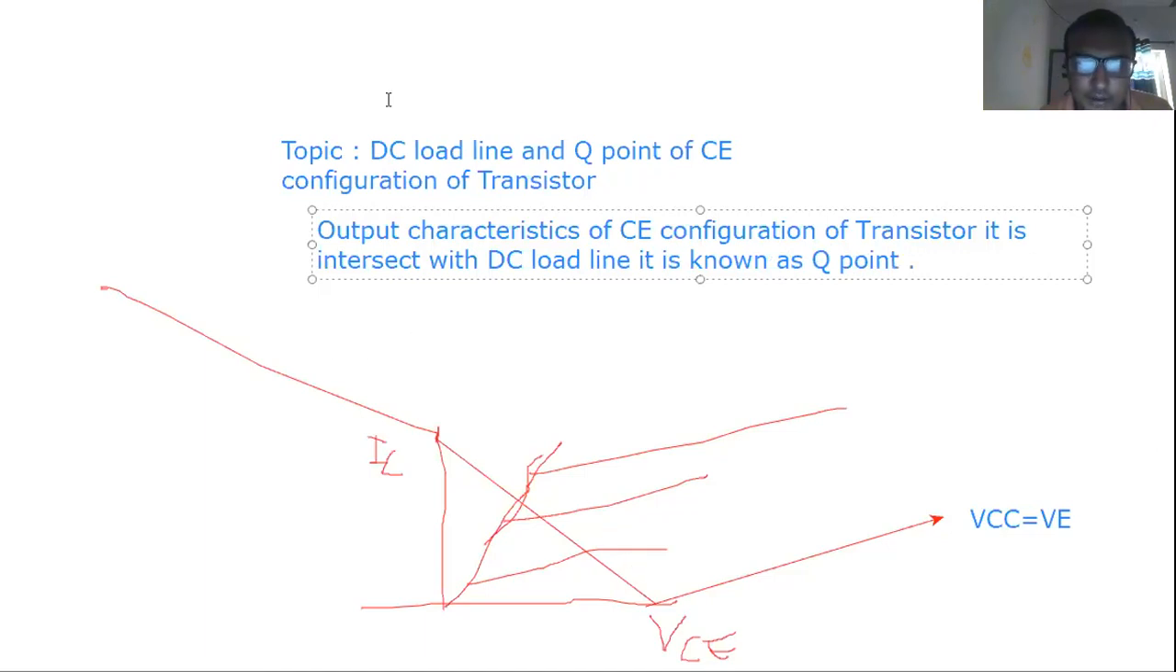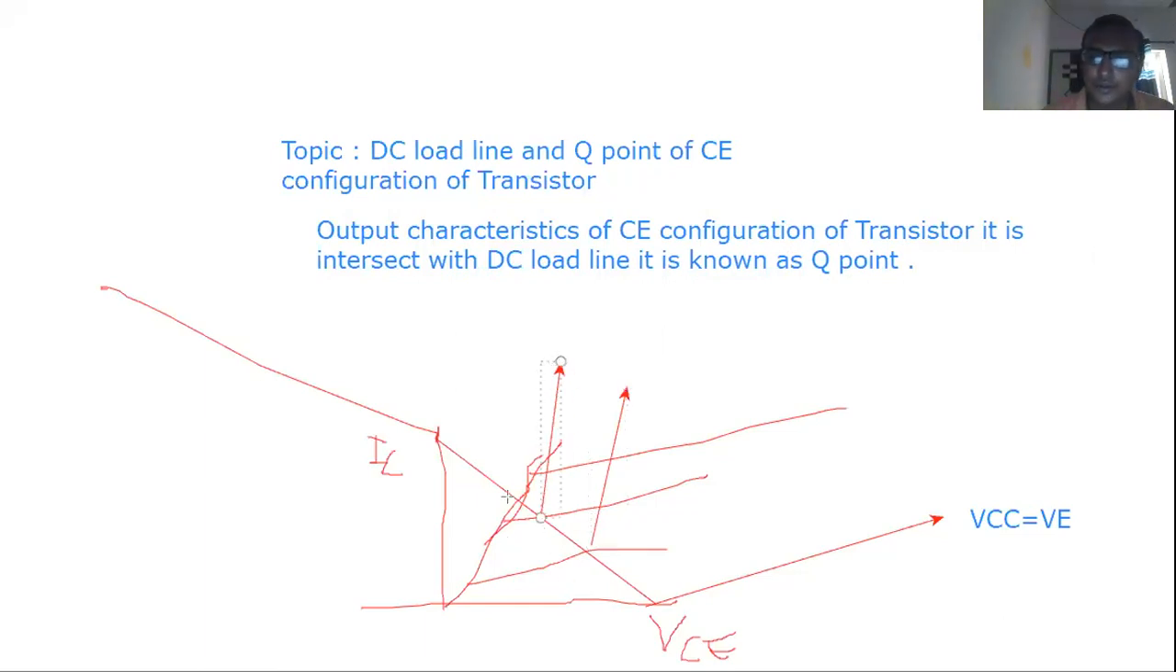Means see this here. Concentrate here. For these characteristics, it is known as Q point. The output characteristics of common emitter configuration of transistor intersect with the DC load line. It is known as Q point.